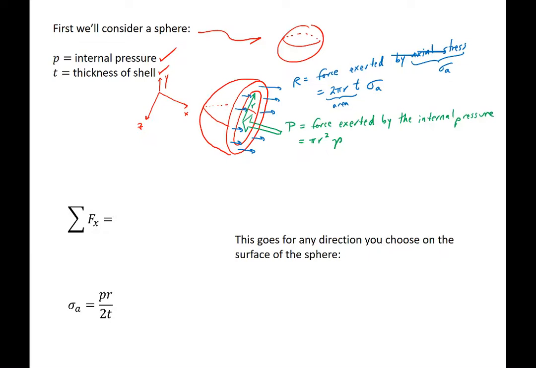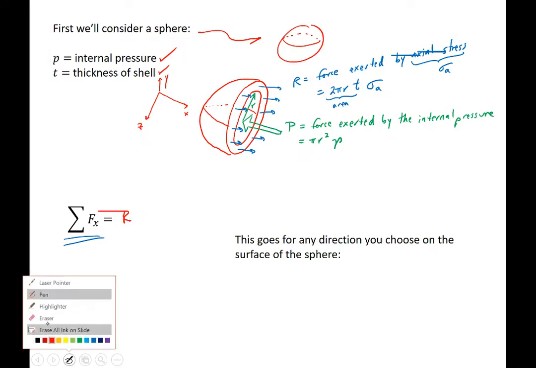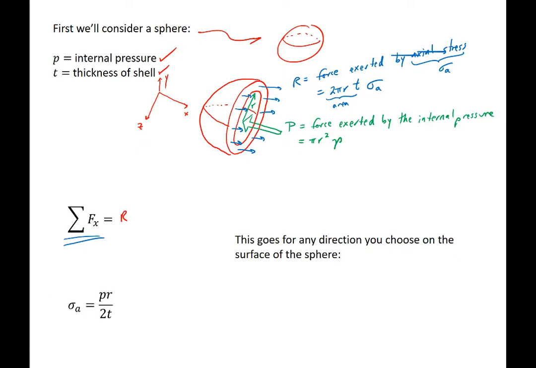All right, so now if I go back over here and say let's sum our forces in the x direction, we're going to get R acting in the plus x direction. We've got P acting in the minus x direction. That equals 0. All right? So that means that R equals P. And if that's the case, then 2 pi r t times sigma A is equal to pi r squared times p, the internal pressure.